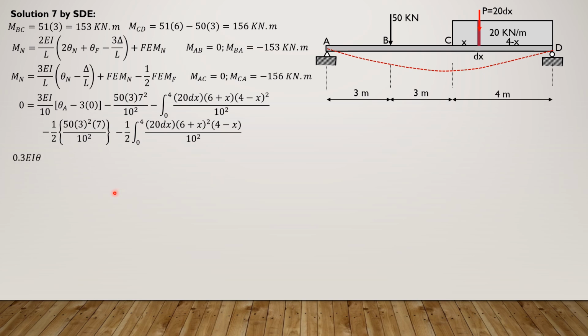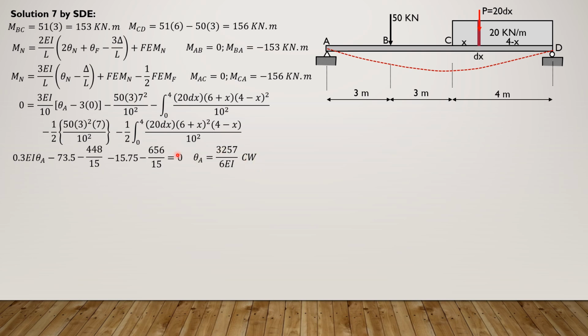So simplifying, 0.3 EI, then this is negative 73.5. The next, this integral is negative 448 over 15. This is negative 15.75, and this integral here is negative 656 over 15, then equals 0, because the moment AD is 0. So from there, we can solve theta A equals 3257 over 6 EI clockwise.